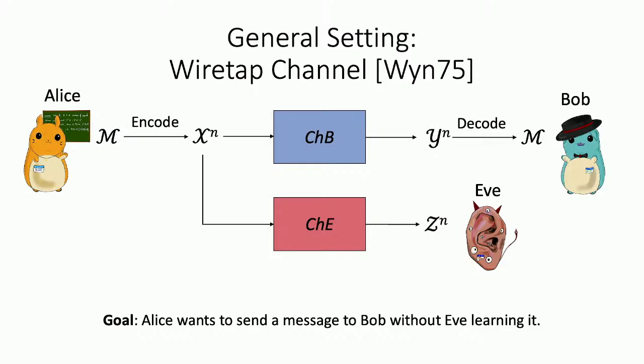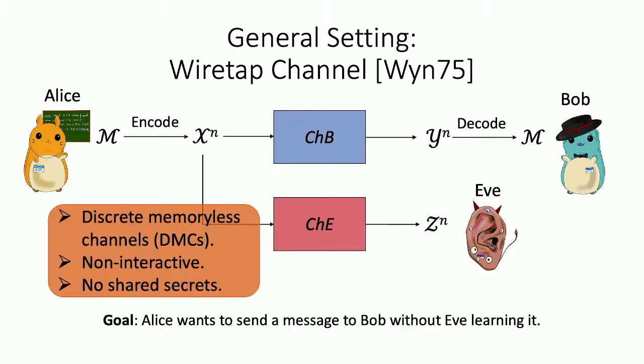Let me tell you about the general setting of the wiretap channel. This was introduced by Wyner in 1975. Here we have Alice, Bob, and Eve. Alice wants to send a message to Bob, and Eve is listening in on a wiretap. Think of a copper wire running from Alice to Bob, and Eve has attached an alligator clip to this wire somewhere. Alice will encode her message M and send it through this wire, and it will go to both Bob and Eve, to Bob through channel B, and to Eve through channel E. Somehow, Bob should be able to recover the message, but Eve should not.